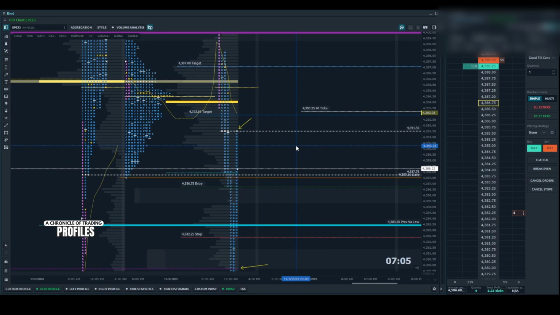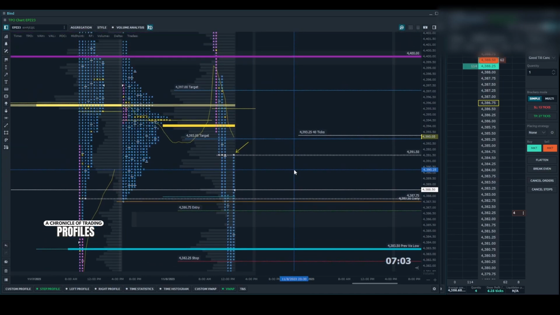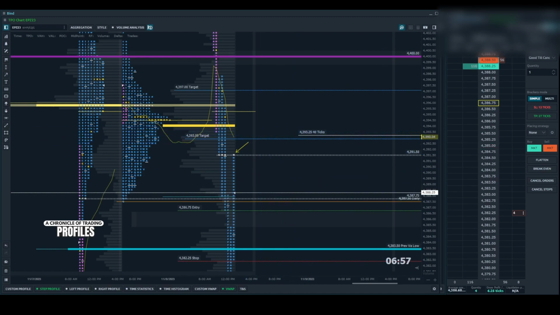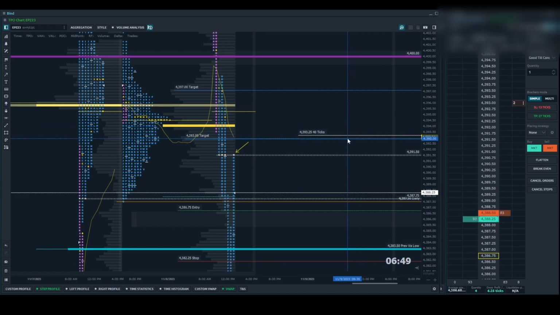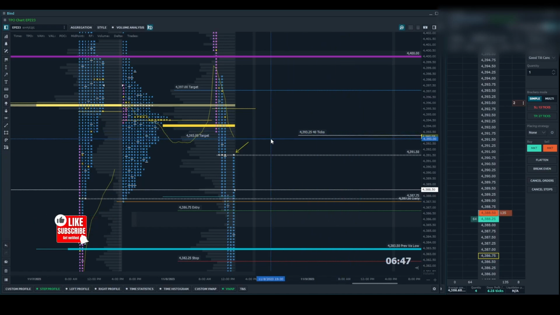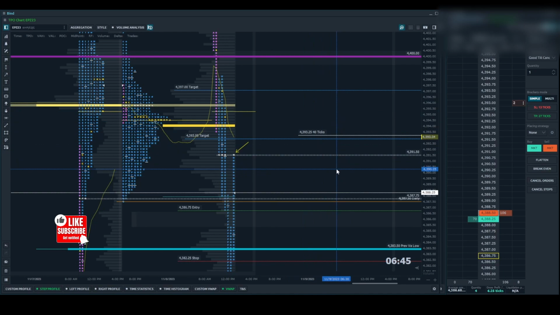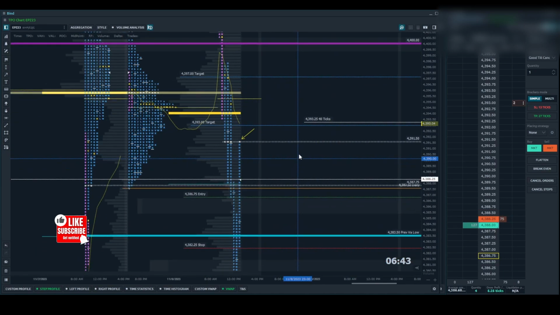At this point, I start thinking if it does break over that, it's got a pretty good chance of retracing that entire node from earlier, that volume profile node. So I'm thinking about moving that initial target right there at 93. I'm looking at the POC because I feel like I might be able to get a lot more out of this.